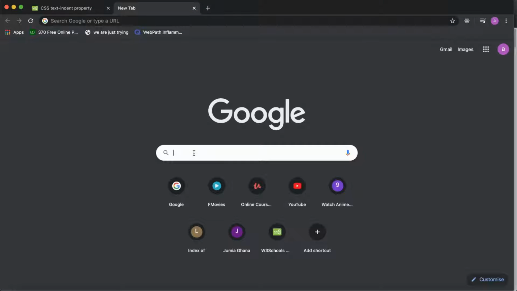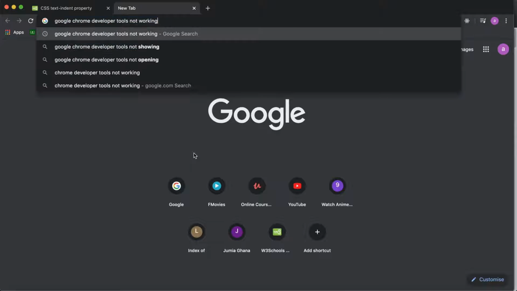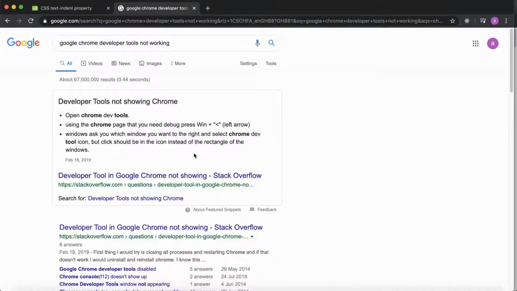An example would be, maybe, Google Chrome developer tools not working. Okay, so you can ask your question like this. If your Google developer tools, for example, are not opening or something, you can ask your question like this, and then you search straight into Google.